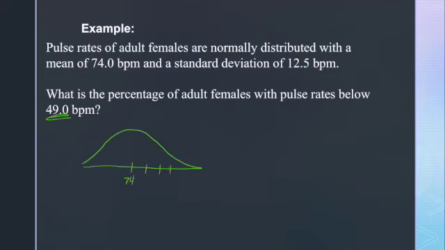I've got a mean of 74. If I go up 1 standard deviation, I'm at 86.5. If I go up 2, I'm at 99. If I go up 3, I'm at 111.5. Now I need to go 3 standard deviations below the mean. If I go down 1 standard deviation, I'm at 61.5. 2 puts me at 49. And 3 puts me at 36.5.